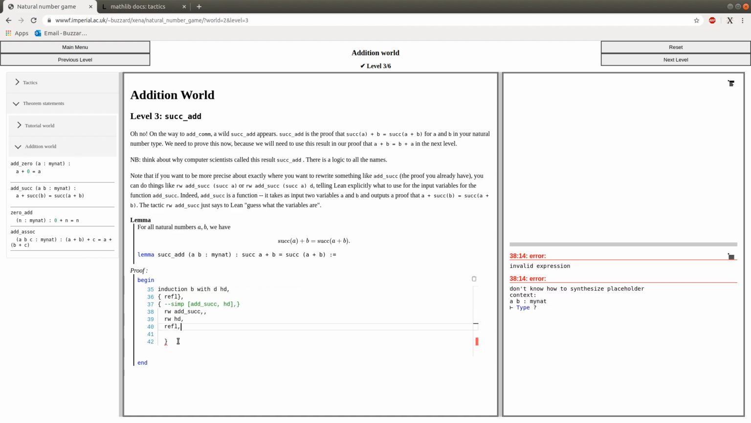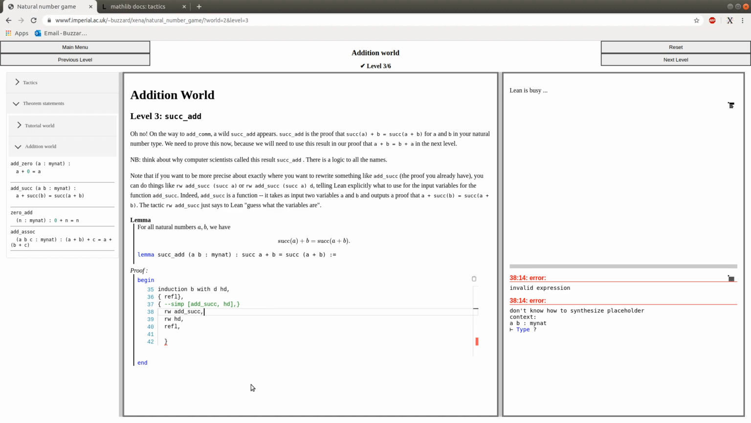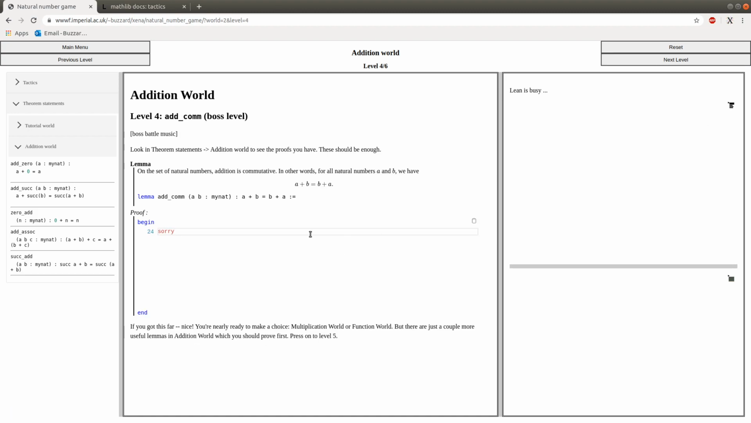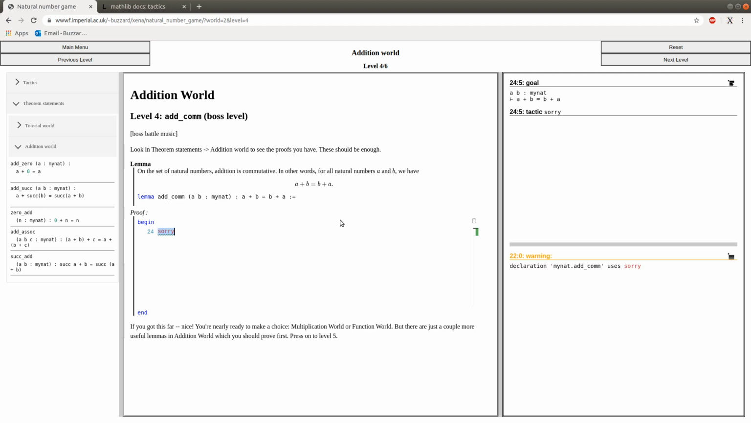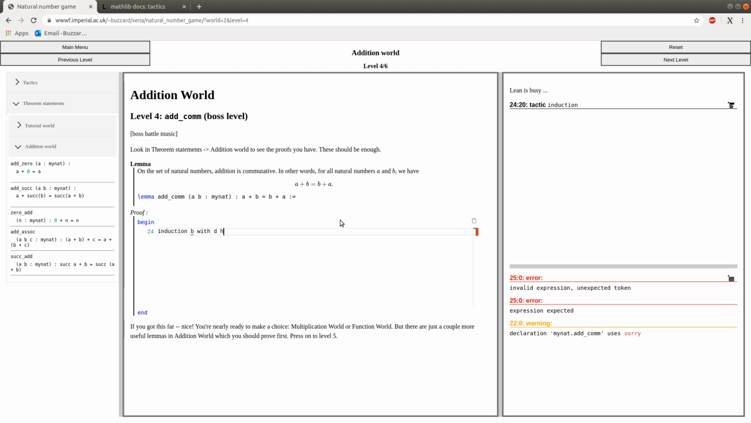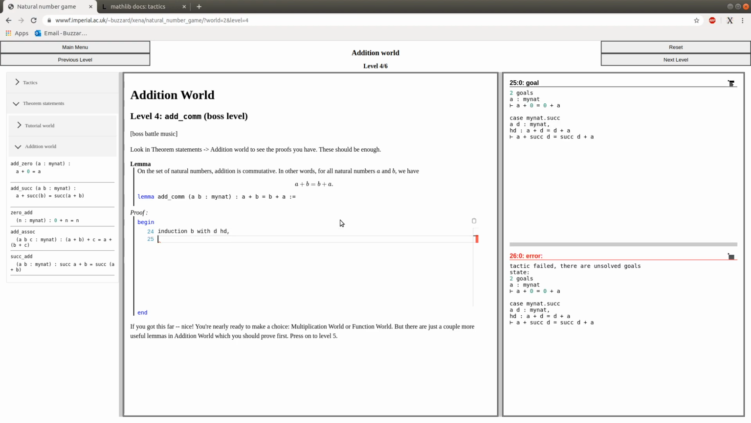Why do I have an error? Oh, I've put two commas. Happy now? Great. A plus B is B plus A. Now, do I need induction for this? Yes, I do. So, induction B with HD. And now, I just want to use the simplifier, don't I?